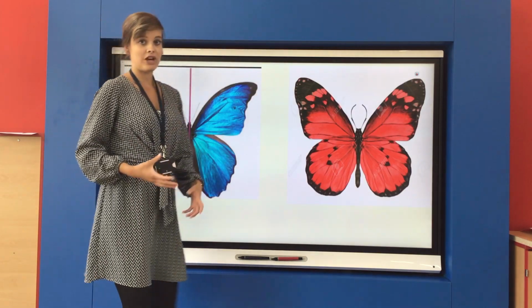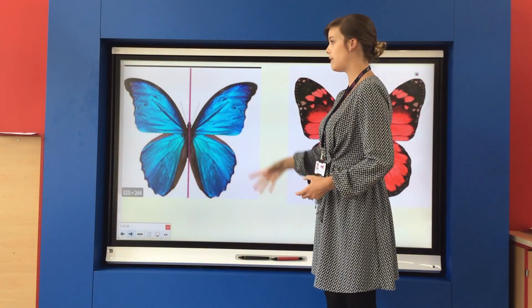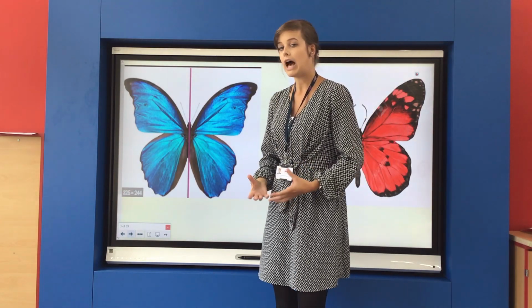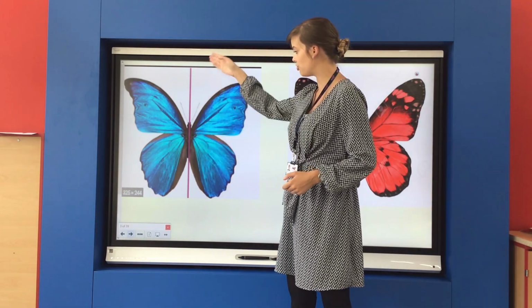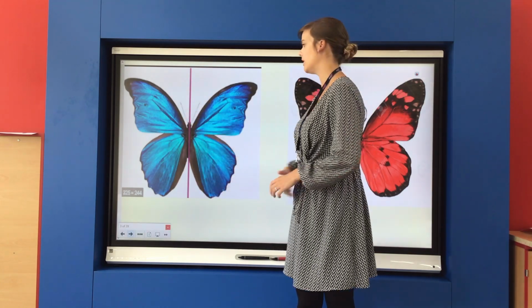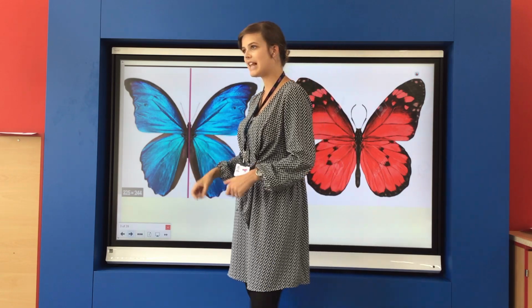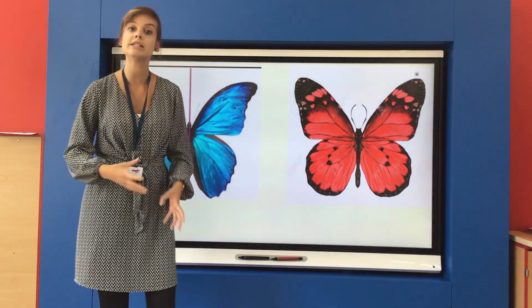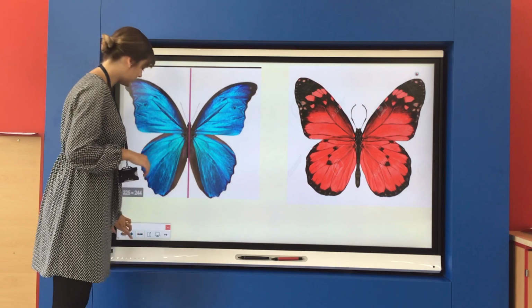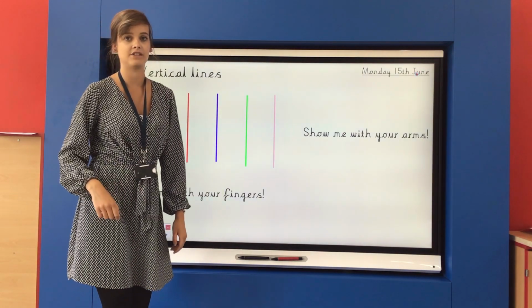When I think of symmetry, I think of butterflies because both of their wings are symmetrical, they're exactly the same. And you know this because there's a central dividing line. That's what we mean by central. It's in the centre, it's in the middle. And both of these wings look exactly the same. So that's just a way for you to remember what symmetry is. Think of a butterfly. Specifically, however, we are going to look at vertical lines of symmetry.